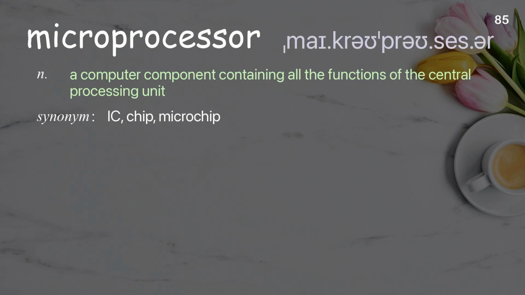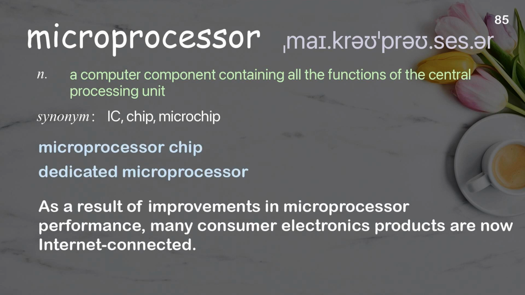Microprocessor. A computer component containing all the functions of the central processing unit. Examples: Microprocessor chip, dedicated microprocessor. As a result of improvements in microprocessor performance, many consumer electronics products are now internet connected.